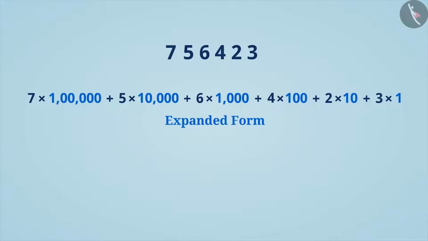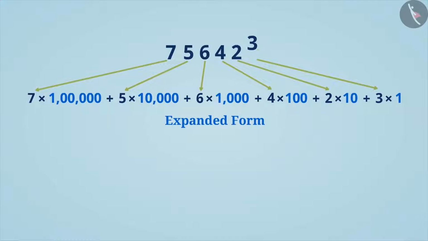This is how we will write the expanded form of the number. This way, we have shown the expansion of each digit of the number. We now know that 7 is in the lakhs place, 5 is in the 10,000 place, 6 is in the thousands place, 4 in the hundreds place, 2 is in the tens place, and 3 is in the ones place. Multiple symbols and numbers can cause confusion, but with the use of brackets, we can simplify the process.